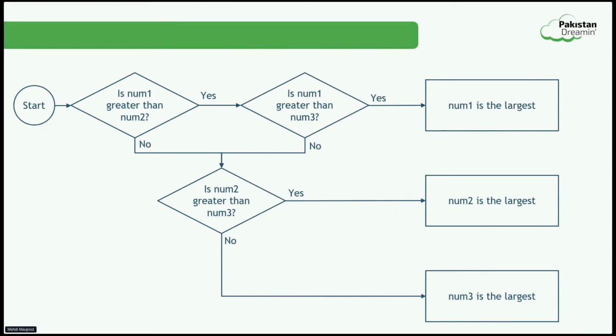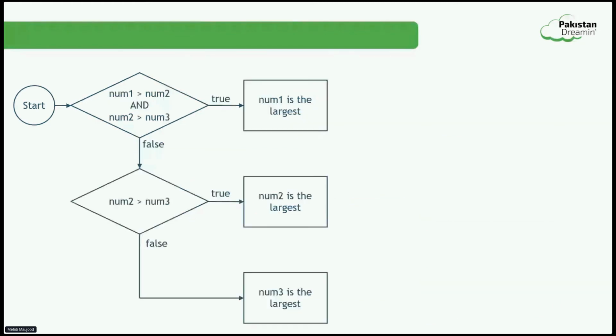We can put any values for num1, num2, and num3, and if we work this through this flowchart, we are going to get the answer. So I'm going to simplify this flowchart a little bit. I'm going to combine the first two conditions. We're asking two questions. Is num1 greater than num2? Is num1 greater than num3? So we could just combine them into a single condition. And this is what the flowchart would look like. We ask the question, num1 is greater than num2, and num1 is greater than num3.